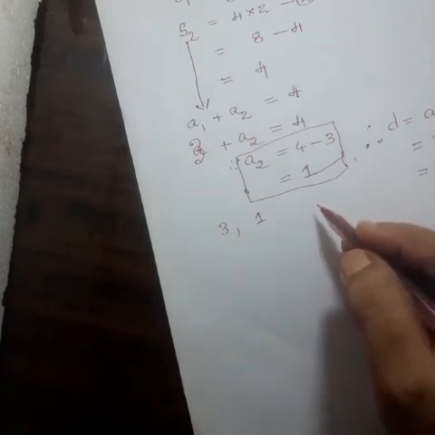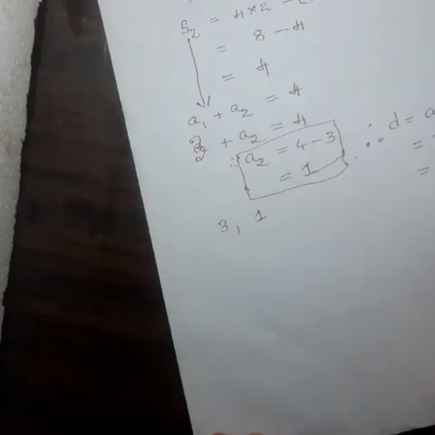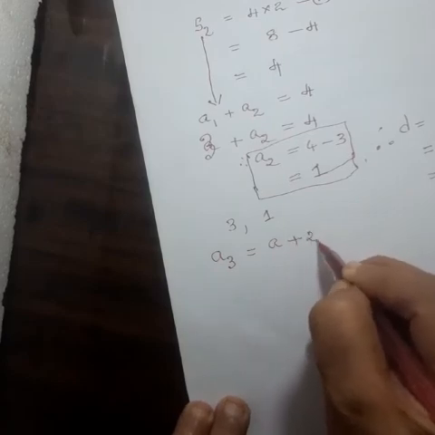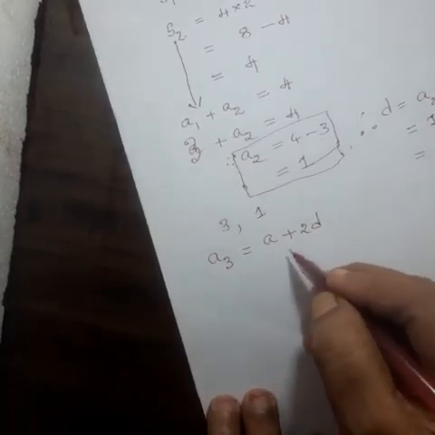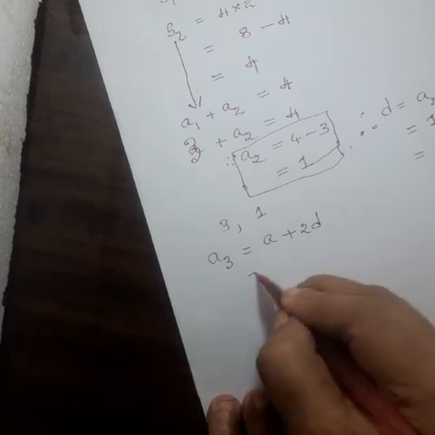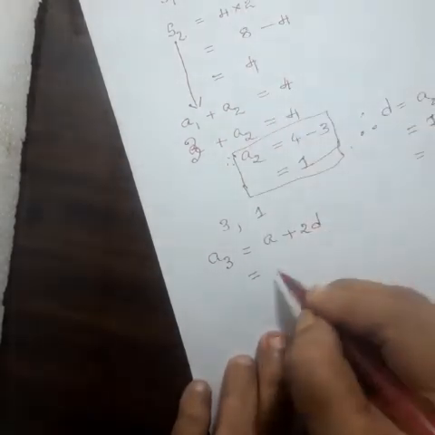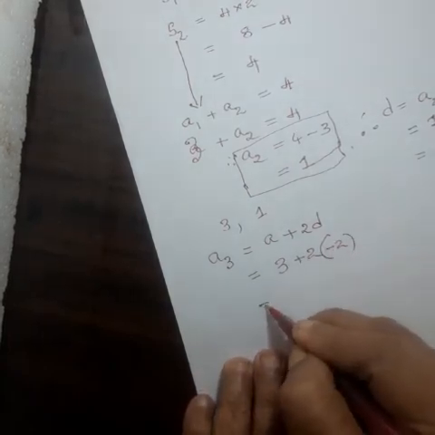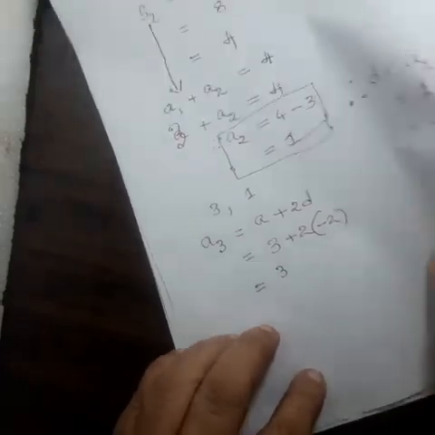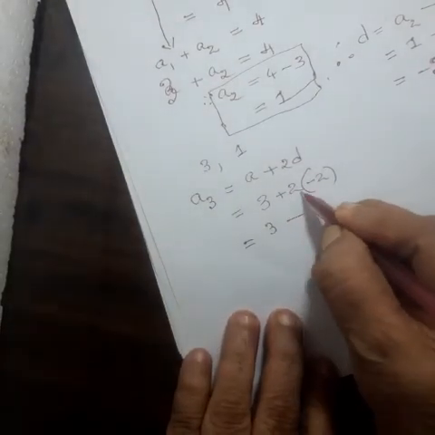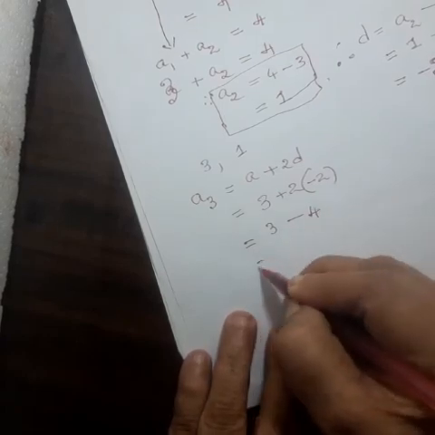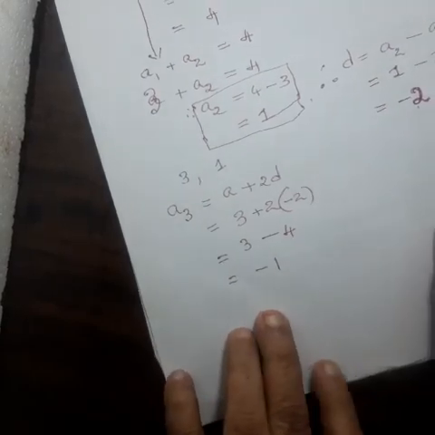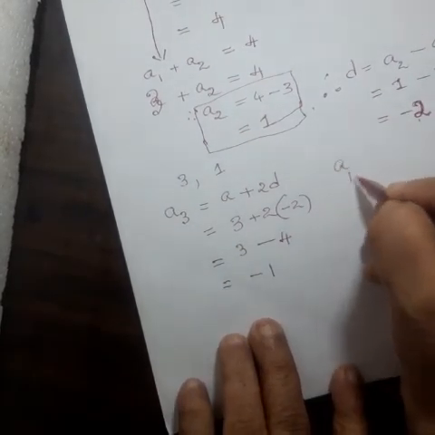And now they are asking us the third term, of course, we should do. What is the third term? A3 is equal to A plus 2D. So shortly you can write it. So A plus 2D. So what is A? A is 3. 3 plus 2 into D. 2 into minus 2, see, you have to be so careful while writing the sums. So plus into minus is minus, 2 into 2 is 4, and the answer is minus 1. So A3 is minus 1.